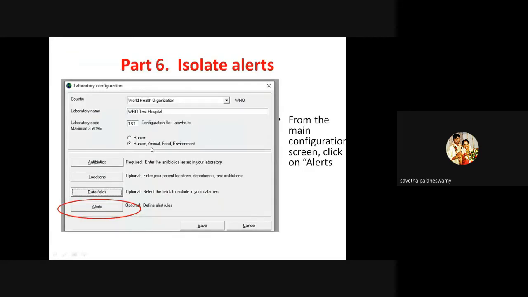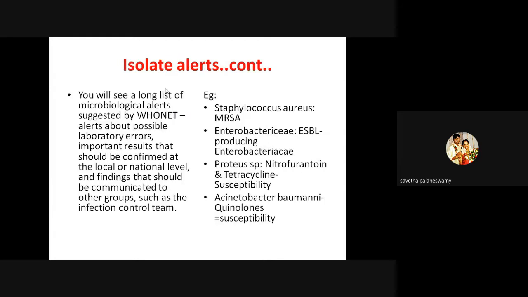Then what is the last step? The alert. I want to tell you that WHONET itself gives around 82 alerts. There is no need to create our own alert. But if you need to give any alert for your laboratory, yes, you can do it, and I will tell you how. Before that, for example, this unit gives alerts for MRSA, ESBL, Proteus species where nitrofurantoin and tetracycline susceptibility is rare, and Acinetobacter baumannii where carbapenem susceptibility is rare. Like this, we can get the alerts.